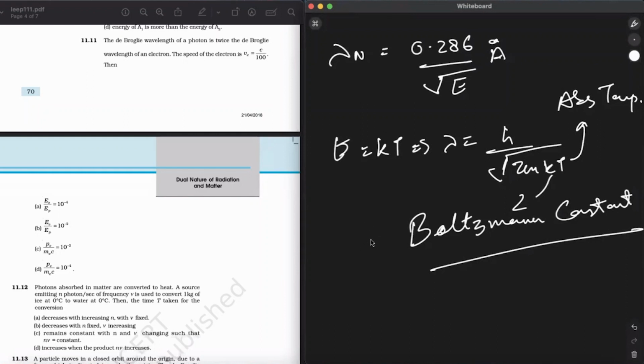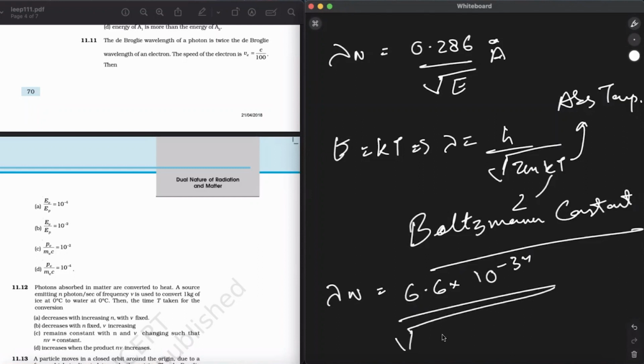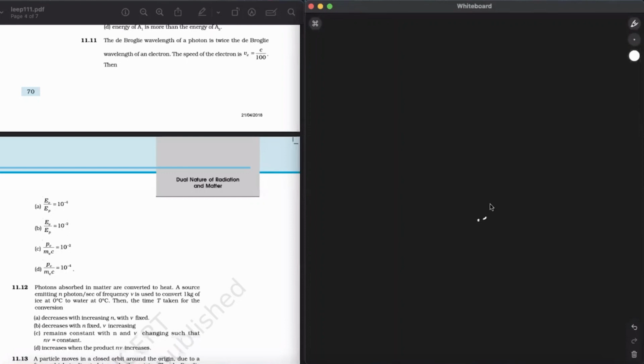So calculations: for lambda neutron, 6.6 into 10 to the power of minus 34 upon under root of 2 into 1.67 into 10 to the power of minus 27 into 1.38 into 10 to the power of minus 23 into T. Let's calculate this. Wait a minute, let me calculate it. 30.83 upon under root T angstrom.